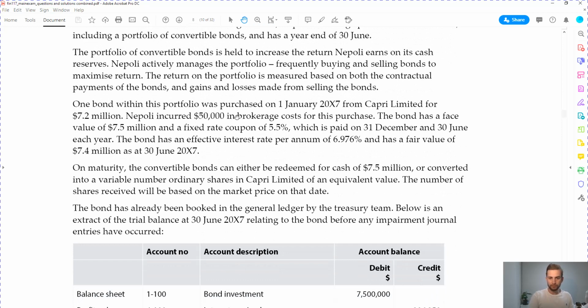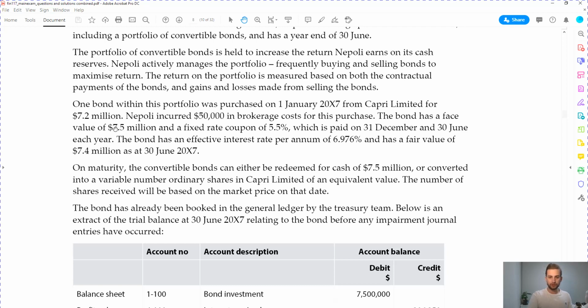So one bond within the portfolio was purchased on 1 Jan for 7.2 million. And Nepali incurred 50,000 in brokerage costs for this purchase. The bond has a face value of 7.5 million and a fixed coupon rate of 5.5%, which is paid on 31 December and 30 June each year. The bond has an effective interest rate of 6.976% and has a fair value of 7.4 million as at 30 June 2017.